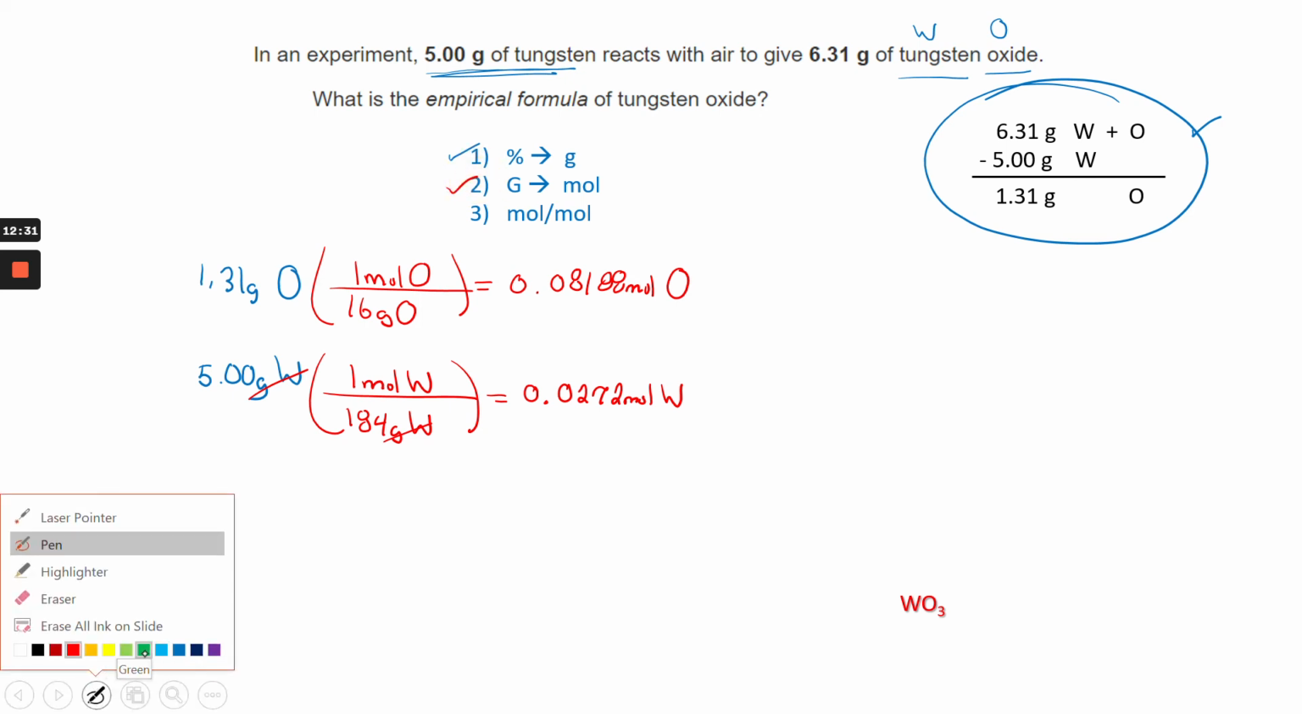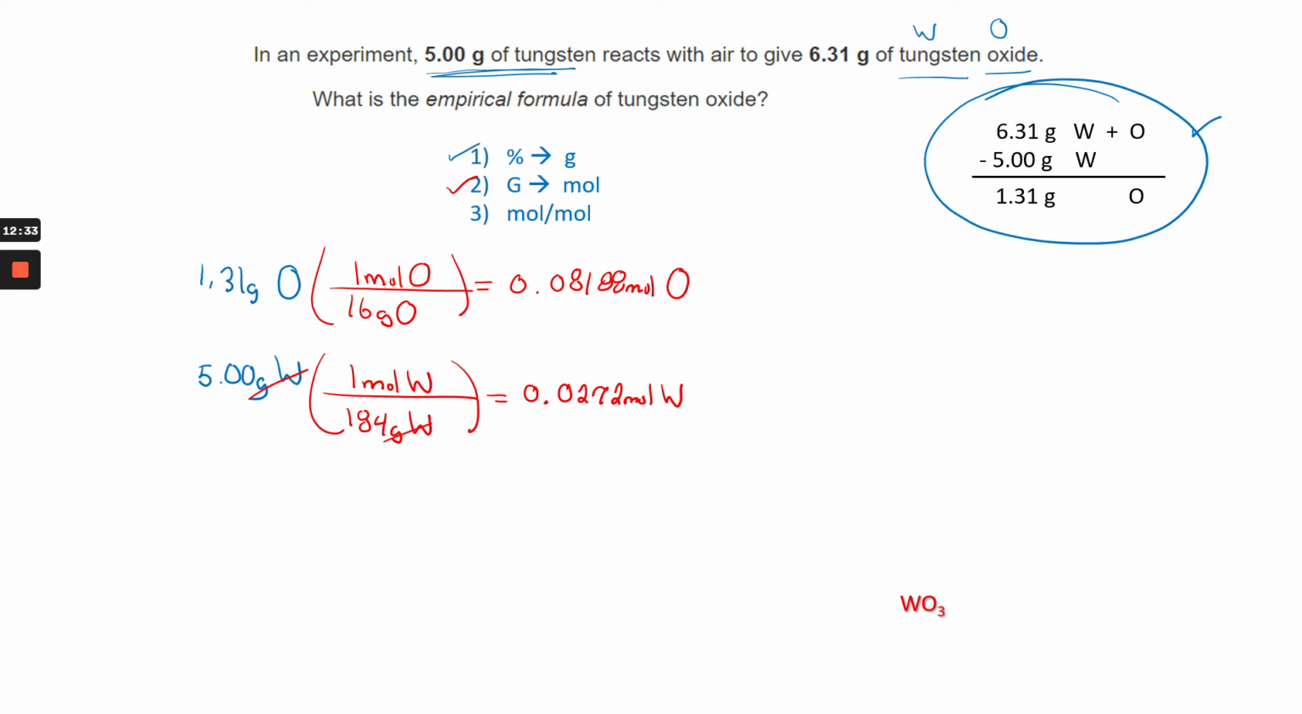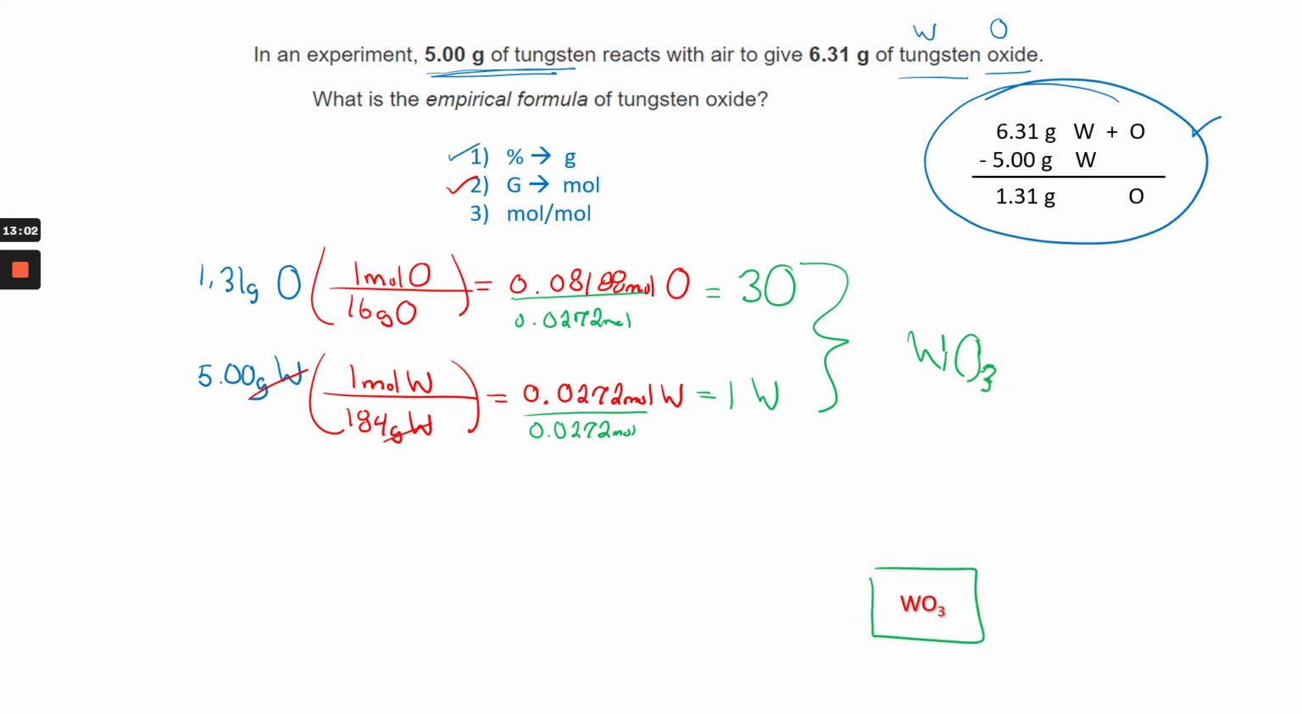And finally, step 3 says divide by the smaller number. In this case, divide both by 0.0272 moles, and at the top, you end up getting the number 3 oxygens. Down here, you get 1 tungsten. Putting this together, you get 1 tungsten and 3 oxygens. So let's go WO3. That's our answer for that one.